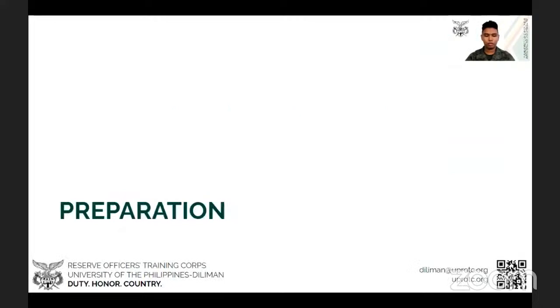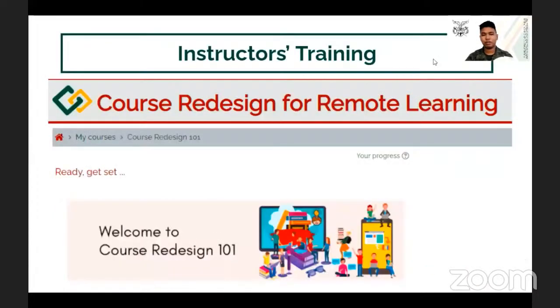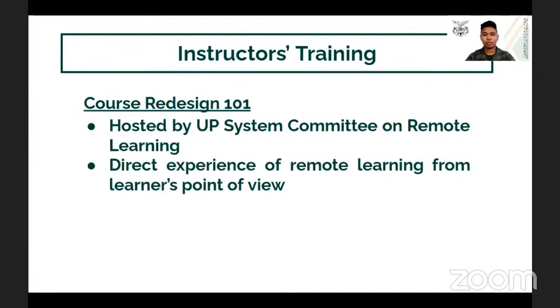With this in mind, UPDDMST, its training staff, and its cadet officers made the following preparations for the conduct of ROTC in the remote setup. First, we have the instructors training. Members of the training staff and cadet officers attended the Course Redesign 101 training hosted by the UP System Committee on Remote Learning. This course gave our training staff and cadet officers a direct or first-hand experience of remote learning from the learner's point of view, since they were the learners in this course and they did not have face-to-face meeting with the course team or instructor in a physical classroom.